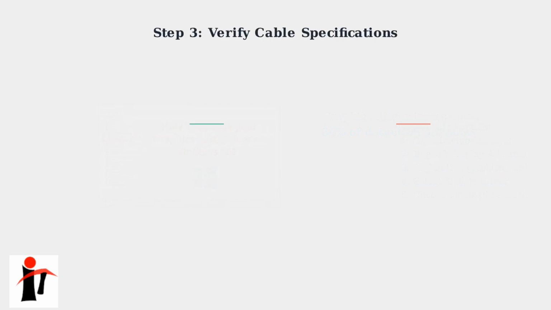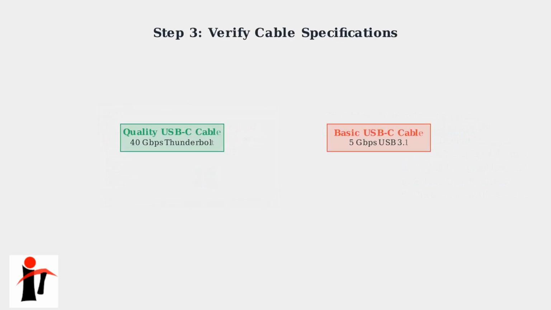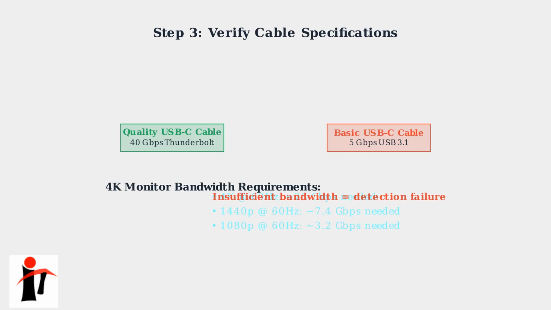Cable quality is crucial for monitor detection. A 4K monitor at 60 Hz requires approximately 26 gigabits per second of bandwidth. Basic USB-C cables often only support 5 gigabits per second, while quality Thunderbolt cables provide 40 gigabits per second. Insufficient bandwidth is a frequent cause of detection failures.